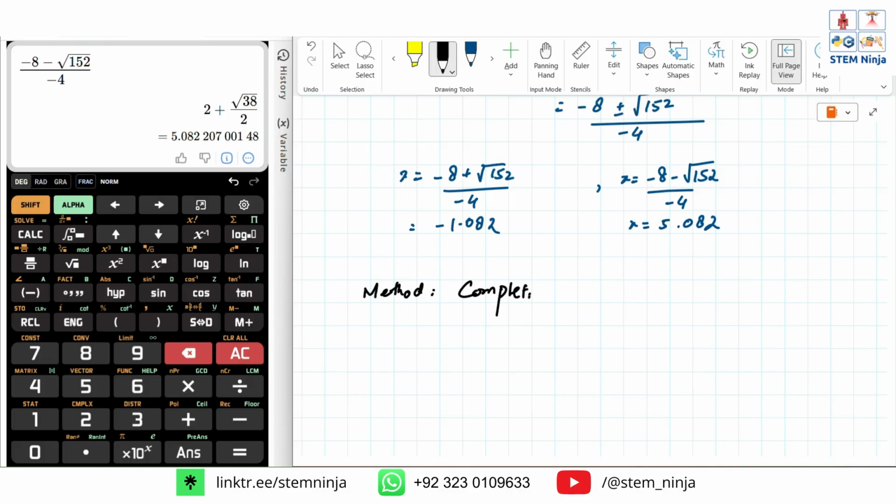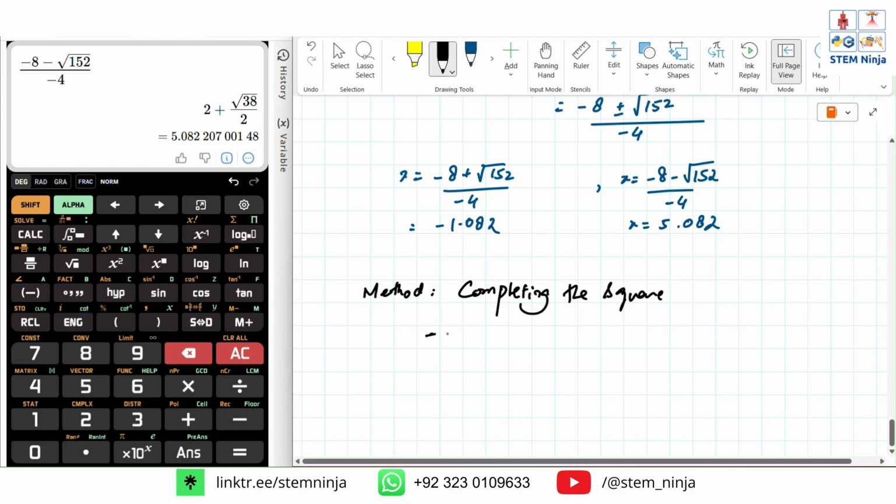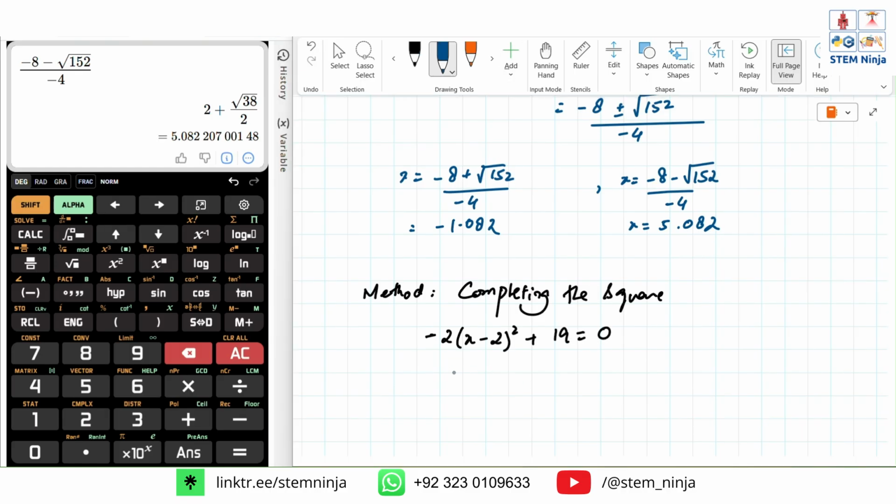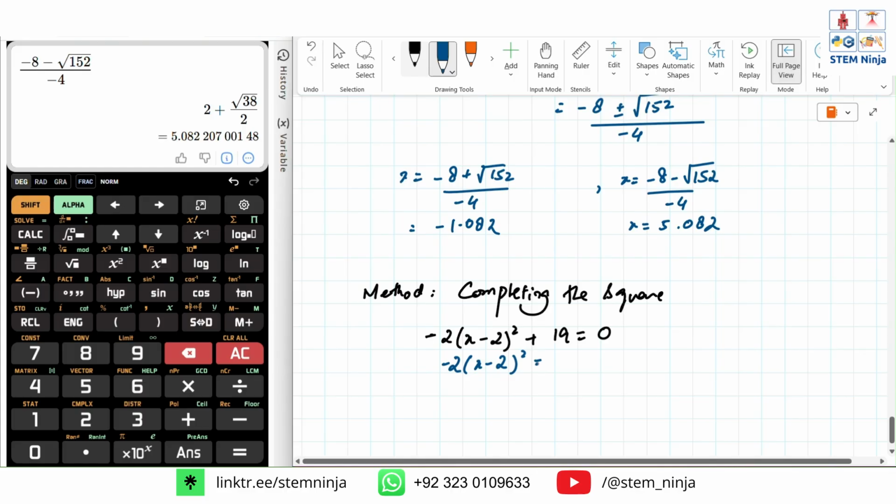Completing the square. So we had minus 2 times x minus 2 whole squared plus 19 equal to 0. So what we can do now is first take 19 on the other side and divide by 2 on both sides. So you will have minus 2 times x minus 2 squared equals minus 19. Fortunately, minus minus cancels out. Take 2 on the other side also. This would give us 19 over 2.